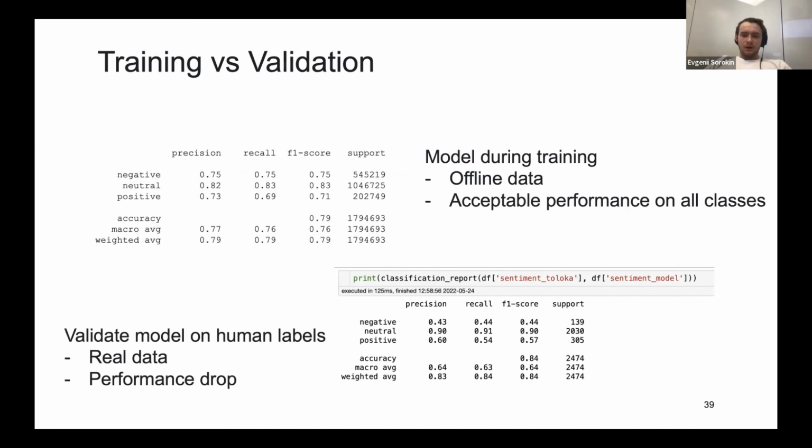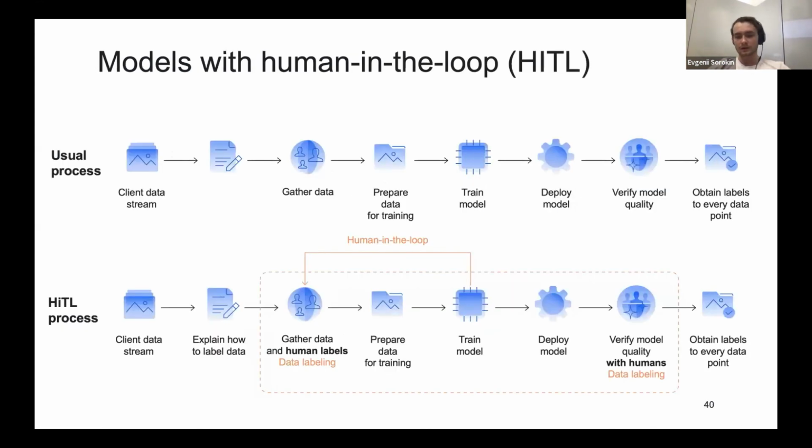A real example: imagine you trained a sentiment model that performed well on training, but after you validated it a week later on human labels, you see that there is a huge performance drop over all the classes. Next, what if you insert humans into your loop? Thus you will be able to reevaluate your model on a regular basis and see what happens with it. So there will be human labels for training.